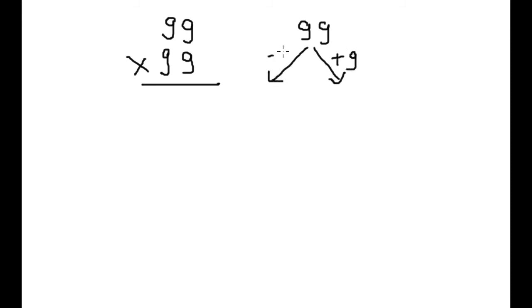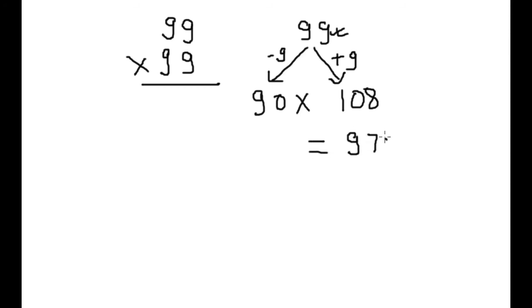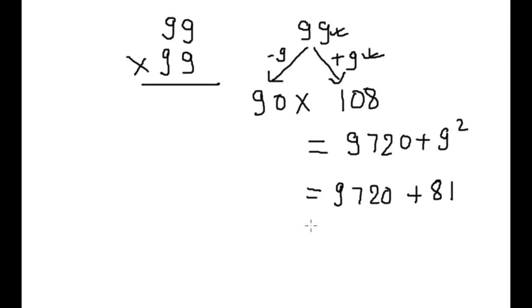Let's see the last example. The highest two-digit number is 99. 99 plus 9, minus 9. Plus 9 because the last digit is 9. So this is 108 and this is 90. We will multiply this, so it equals 9720 plus 9 square, because this is 9. 9720 plus 81 is 9801. And the answer is 9801. I hope this video will help you in calculation and save your time.